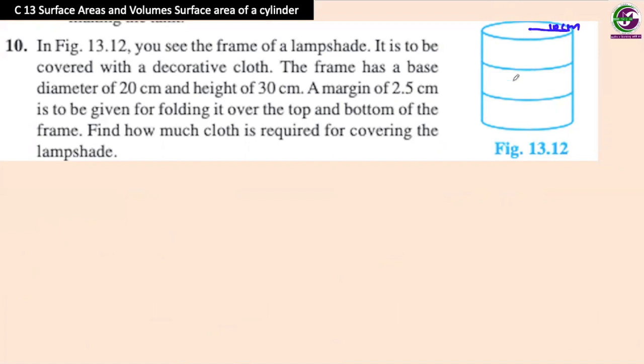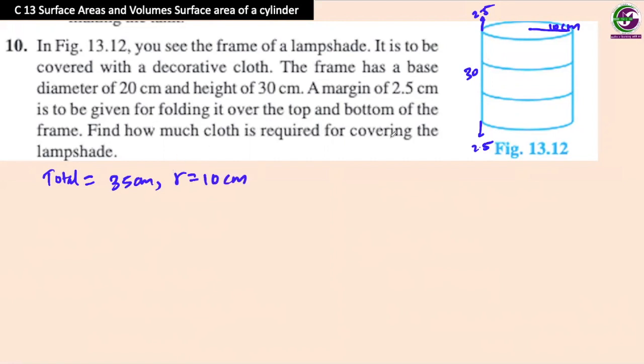base. Now they also gave that 2.5 centimeter is to be given for folding. So folding will be there at the top and the bottom. So here 2.5 will be taken extra. And at the base also 2.5 centimeter will be taken extra. And the total height is 30. So 30 plus 2.5 plus 2.5, total height will be equal to 35 centimeter and the radius is 10 centimeter. This is what we have to get from the information.